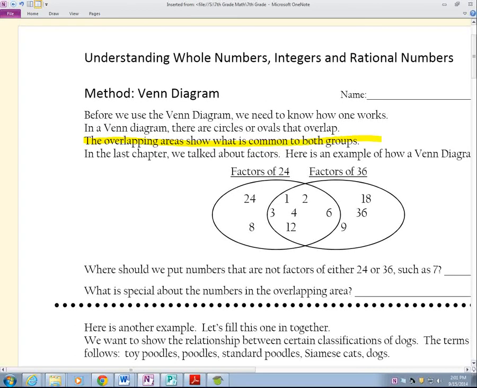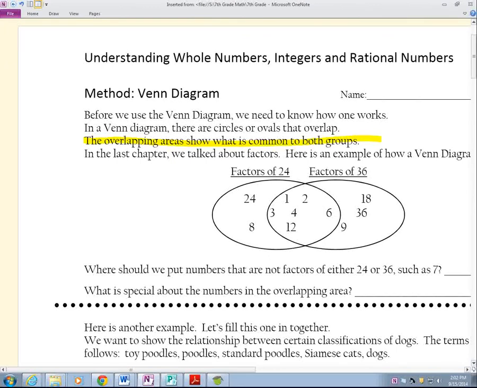For example, in the last chapter, we talked about factors. We have factors of 24, which are 1, 2, 3, 4, 6, 8, 12, and 24. Then there's also factors of 36. Factors of 36 include 1, 2, 3, 4, 6, 9, 12, 18, and 36.